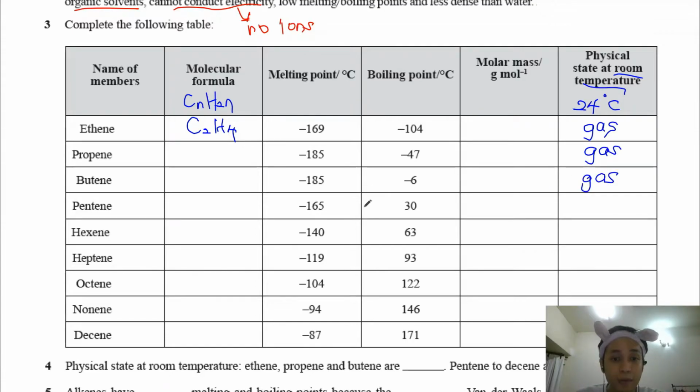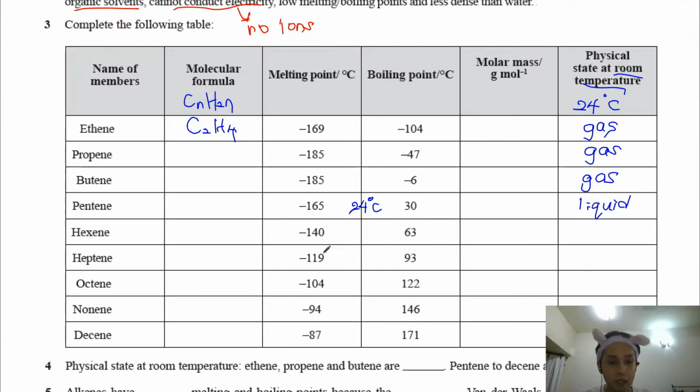Now, for pentene, if you look at the melting and boiling point, 24 degrees Celsius is above the melting point, but it's before the boiling point, meaning 24 degrees Celsius is in between. If you are in between, meaning above the melting point, it has already melted, so it's already liquid.